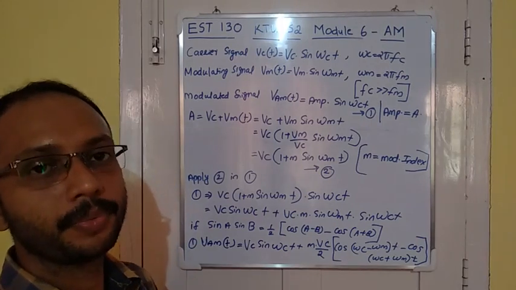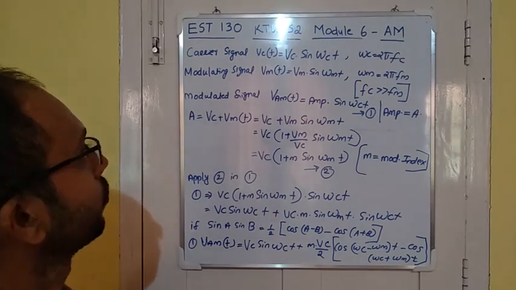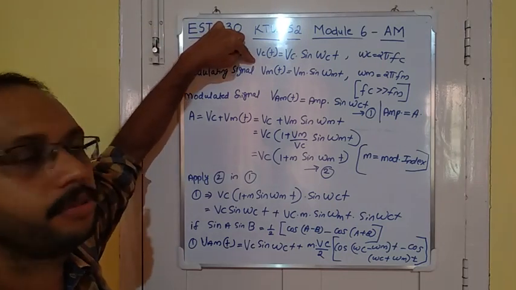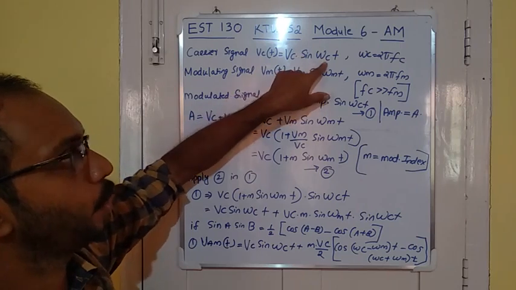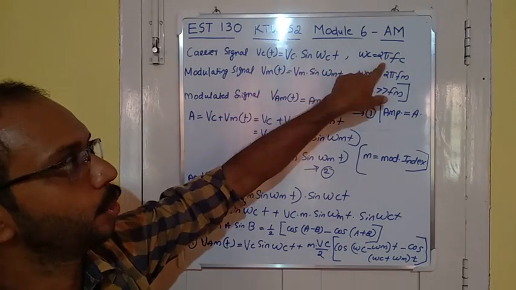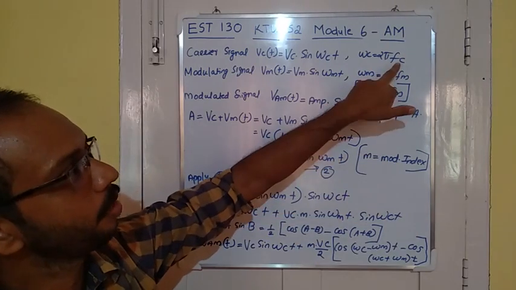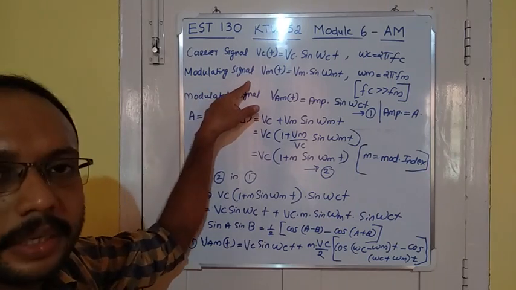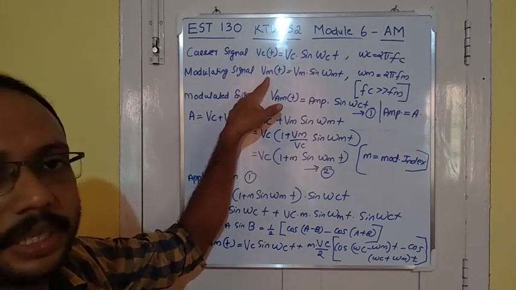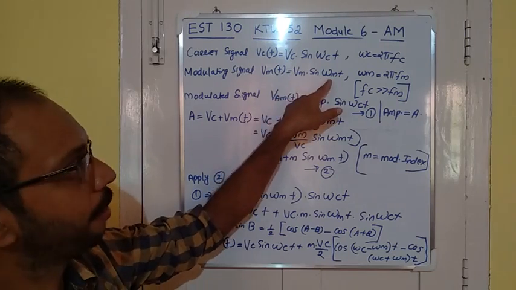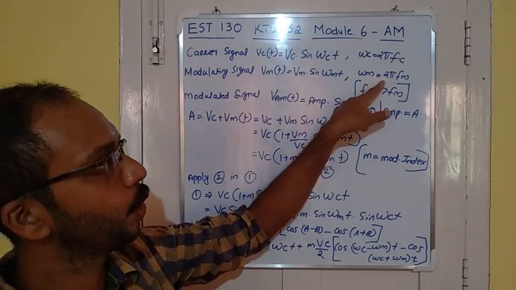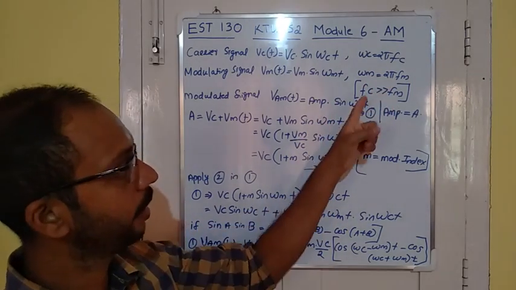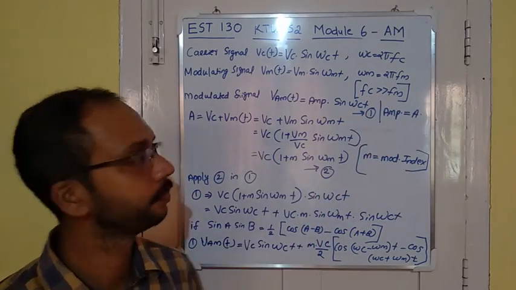Let's see the derivation of amplitude modulation. A carrier signal is represented like this: Vc of t is equal to Vc sin omega ct, where omega c is equal to 2 pi fc, where fc is the frequency of the carrier. And the modulating signal is represented like Vm of t, that is equal to Vm sin omega mt, where omega m is equal to 2 pi fm. Fm is the frequency of the modulating signal. Fc is very much greater than Fm.